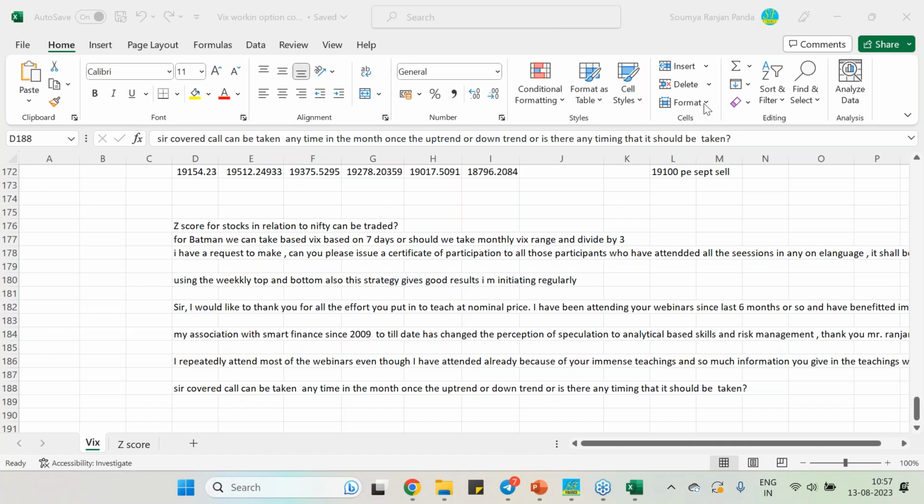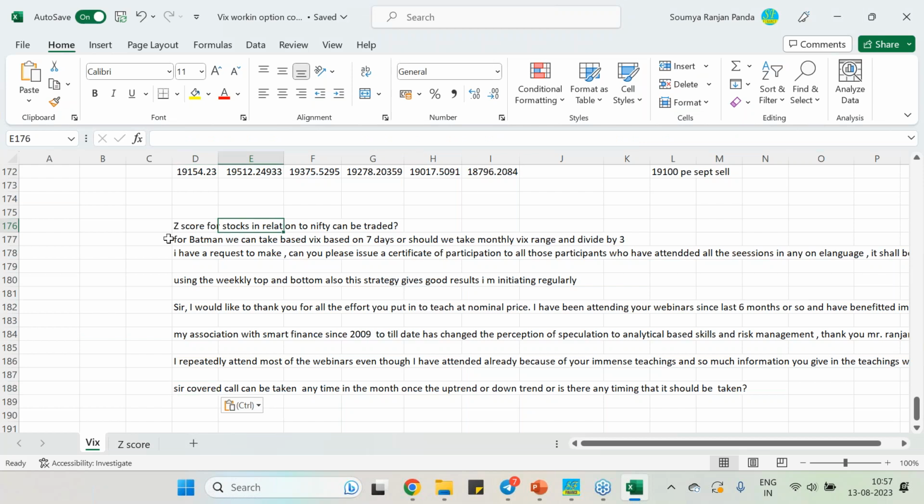Number of trades are more, returns are zero. Number of involvements are more, returns are zero, because we have not created a how to do, when to do, and what to do portfolio. How to do, when to do, and what to do, these three things we have not made.